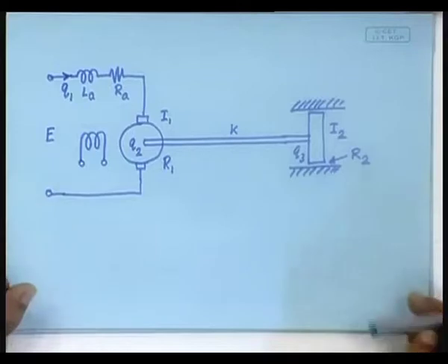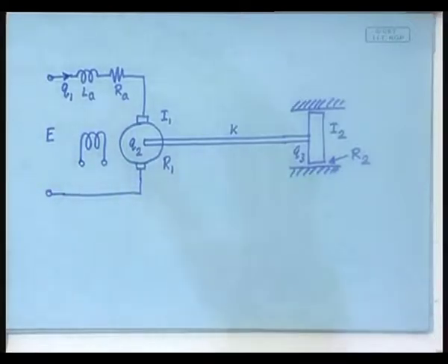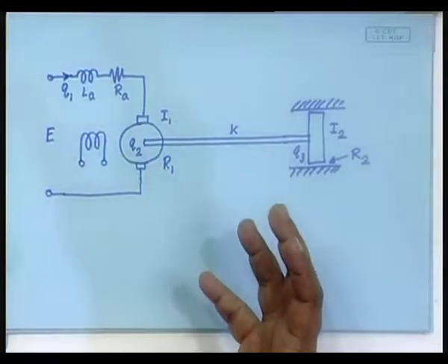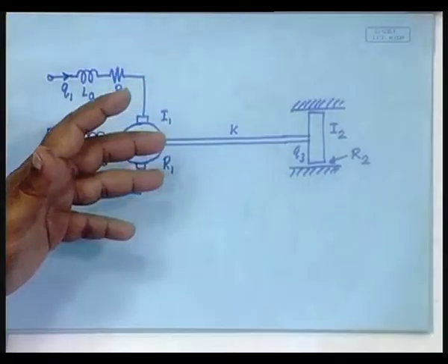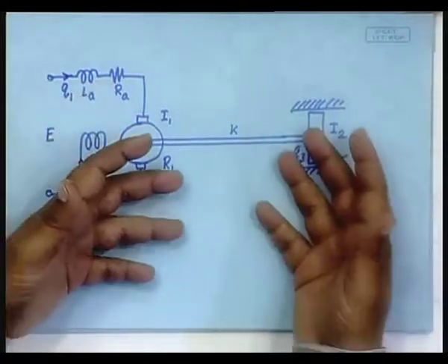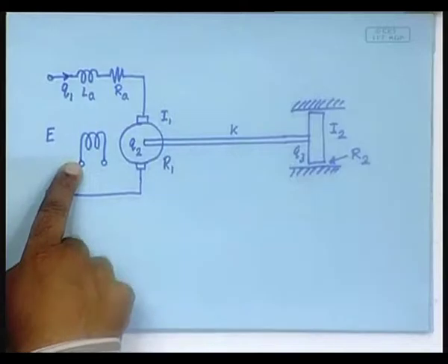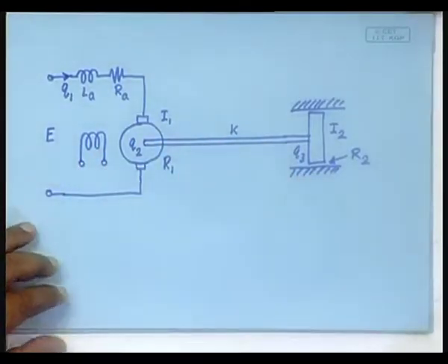Fine. Now, notice that the electrical system and the mechanical system, how are they coupled? I am not talking about the physical coupling, I am talking about the mathematical coupling between them. The electrical system applies a torque on the mechanical system, and the mechanical system responds by applying a back EMF on the electrical system. That is how they are coupled.